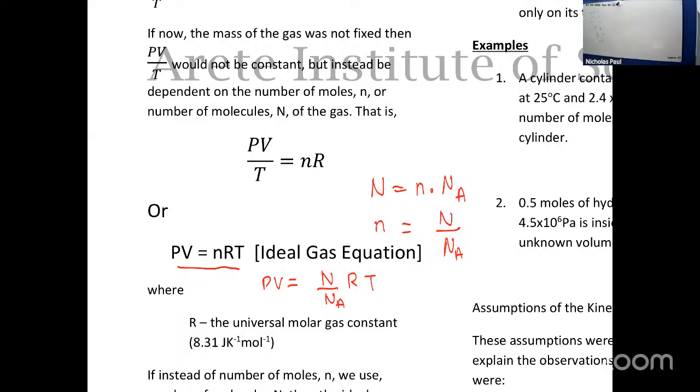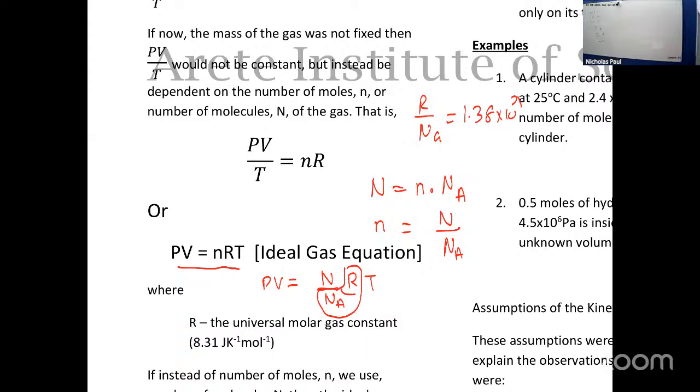That's okay? R is a constant and NA is a constant. Now just divide them. Divide R and NA. R is 8.31 and NA is 6.02 by 10 to the power 23, right? Divide that. Tell me what you got. 1.38 by 10 to the minus 23. So when you divide R by NA, you get 1.38 by 10 to the minus 23.